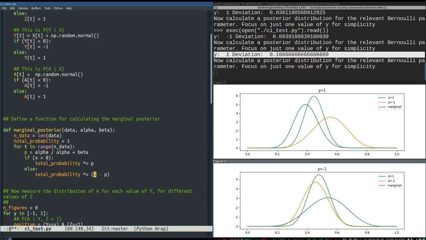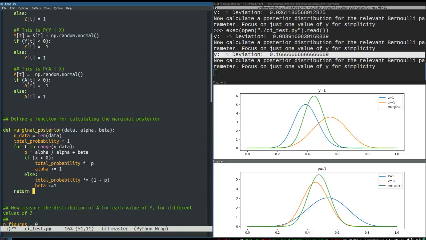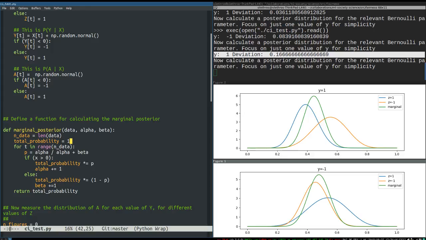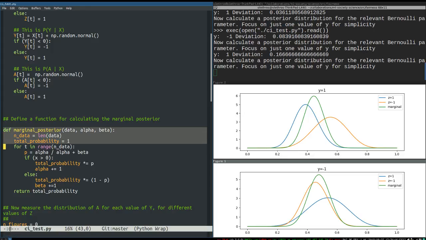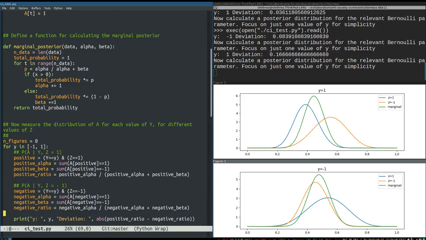Now, as we said in the formula, we have to update our posterior every time. So we increase alpha here and we increase beta here. That's it. Basically, that gives you the marginal posterior. There is actually a closed form solution that gives you exactly the same thing, because the beta distribution is very nice, but you can also implement it like this.